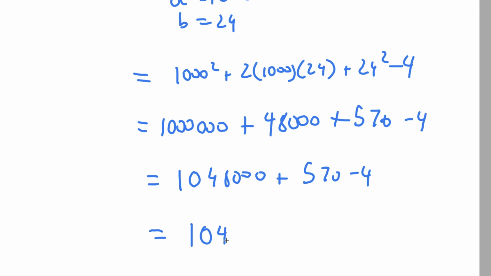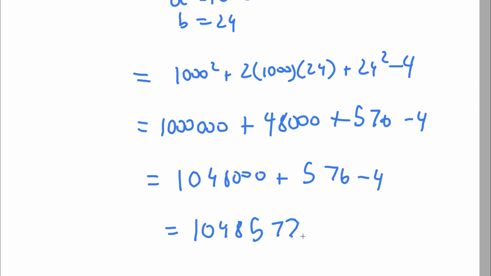So I have 1,048,000 plus 566, which is 1,048,500 and... Sorry, this isn't 570. This is actually 576. So I have 576 minus 4. So I have 1,048,000. 576 minus 4 is 572. So 1,048,572. So this is my answer.